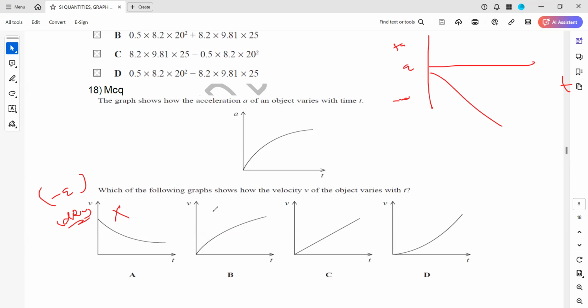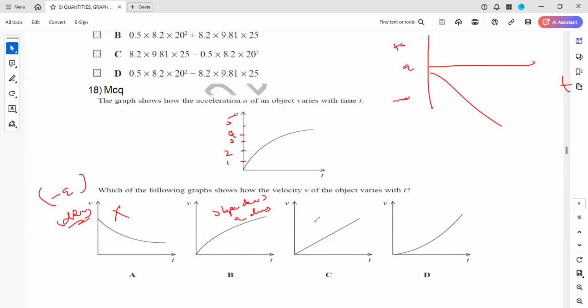Now, what about B? For B, the slope is decreasing. So if the slope is decreasing, what should happen to acceleration? The acceleration should also decrease. So if acceleration was decreasing, then what should be the graph? The graph should start with a maximum value and then start to decrease. But here what is happening? In the graph of acceleration, the acceleration is not decreasing. Acceleration is increasing. How do we identify acceleration is increasing? Like here, acceleration is 1, acceleration 2, acceleration 3, 4, 5, and so on.